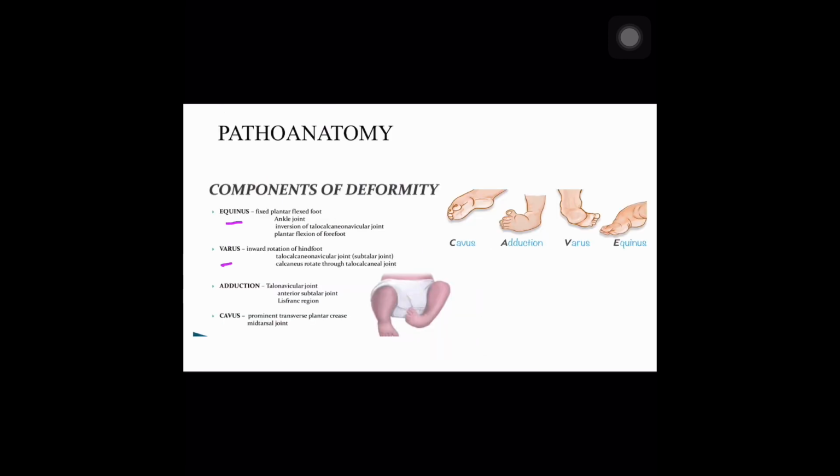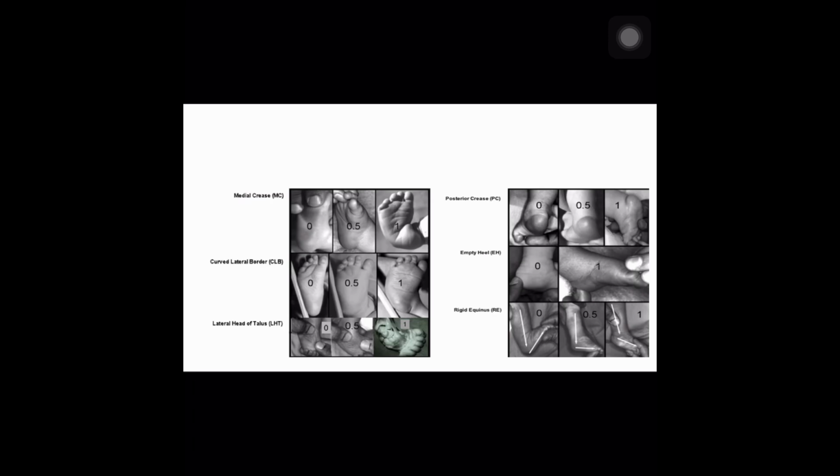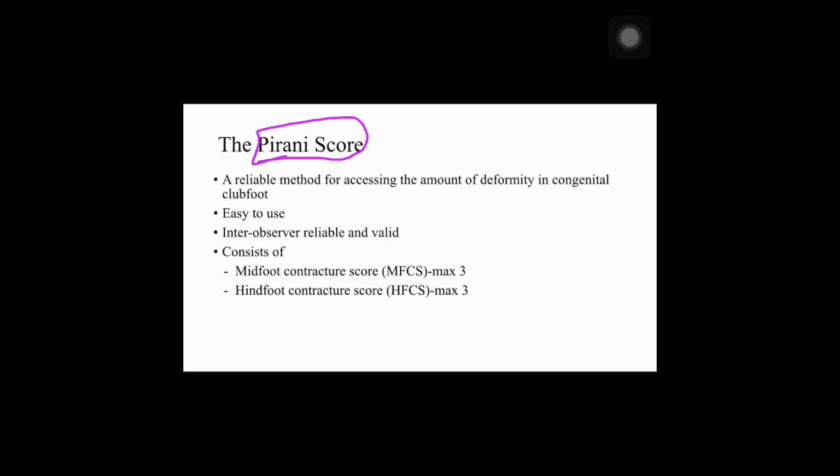Now, equinus, varus, adductus, cavus. Cavus is seen in CAVE. Forefoot, midfoot, hindfoot, and this is towards the ankle joint. So there is something known as the Pirani score. This score helps us find out the degree, the amount of deformity in the club foot. It's okay just to know the name.